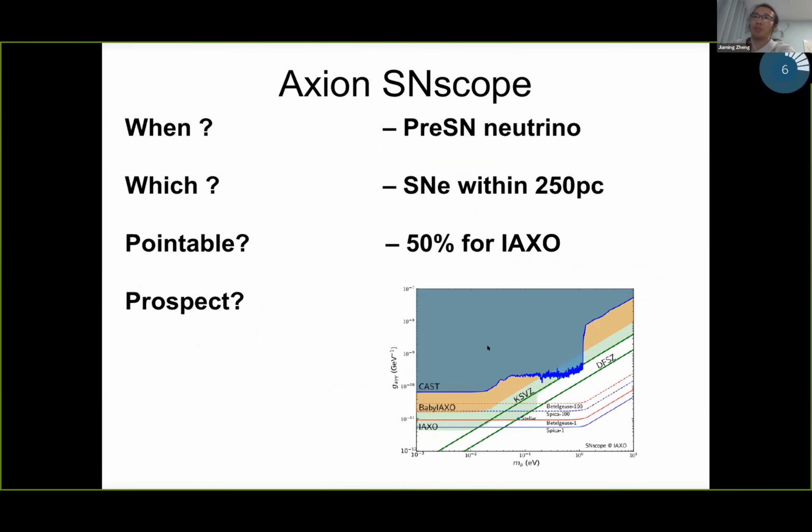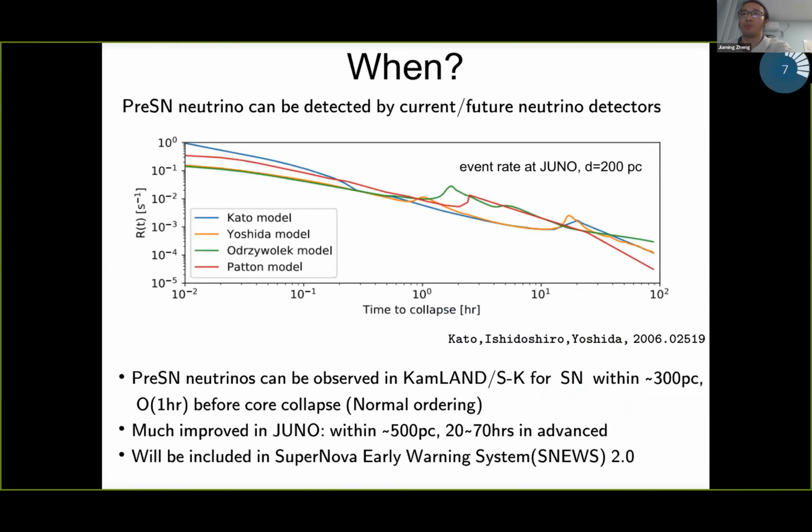So in the rest of the talk, I will try to answer the following questions. When shall we expect a supernova explosion? Which supernova progenitor shall we look at? Is it really possible to point a helioscope towards the supernova? And what is the detection prospect of doing so? So let's start from the when question.